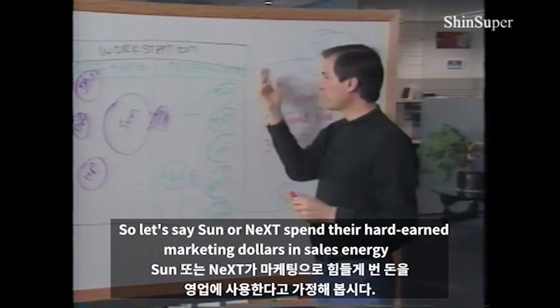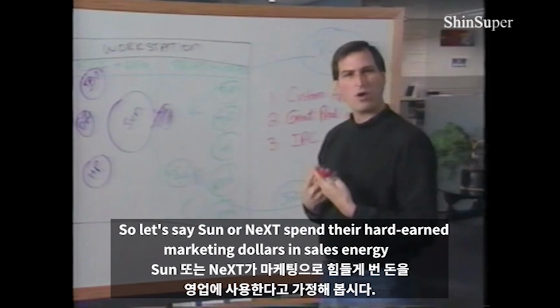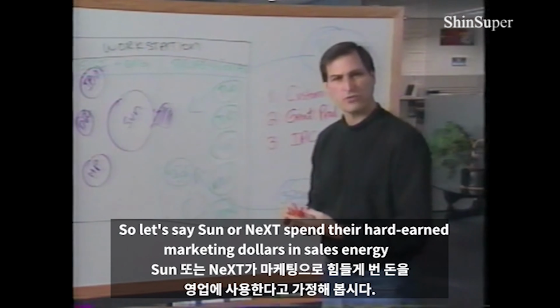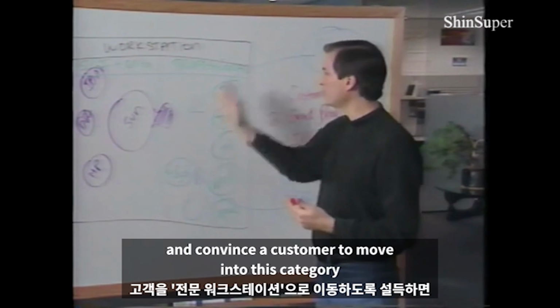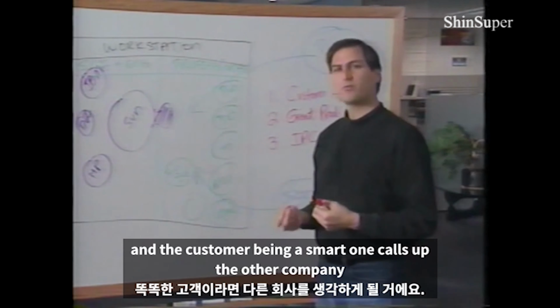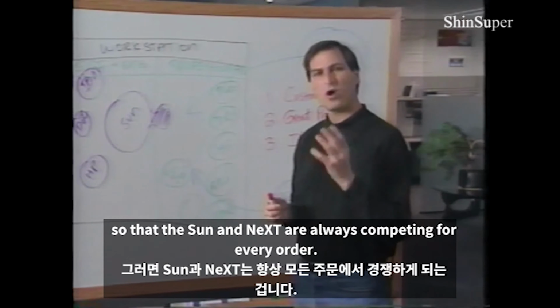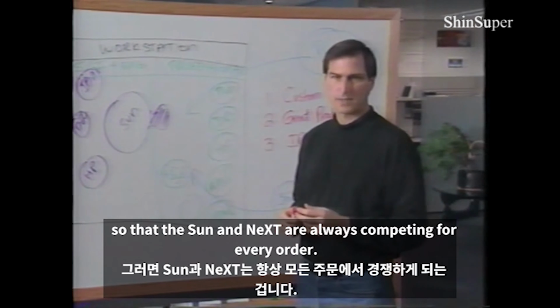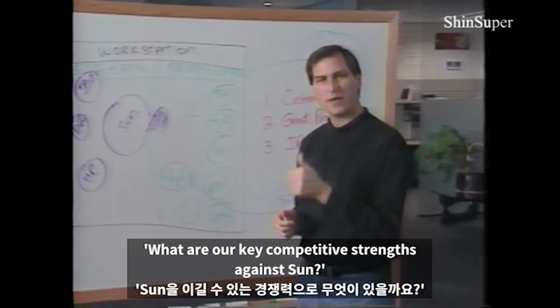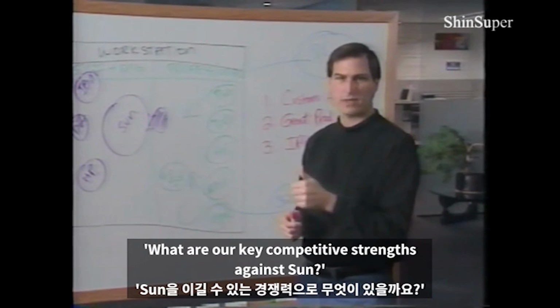So let's say Sun or NeXT spend their hard-earned marketing dollars and sales energy and convince a customer to move into this category, and the customer, being a smart one, calls up the other company, so that Sun and NeXT are always competing for every order. What are our key competitive strengths against Sun? It turns out that they are exactly the three things that are driving people into the category in the first place. We couldn't ask for a much better situation.